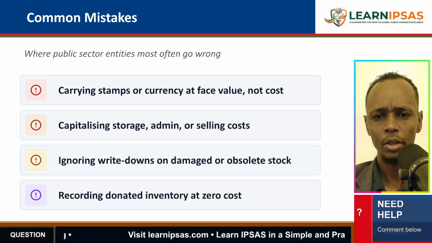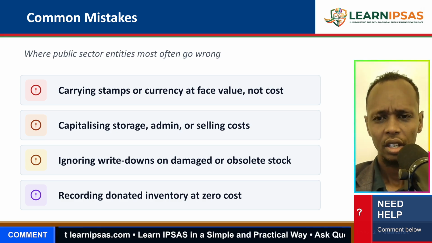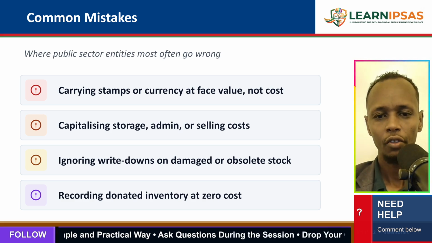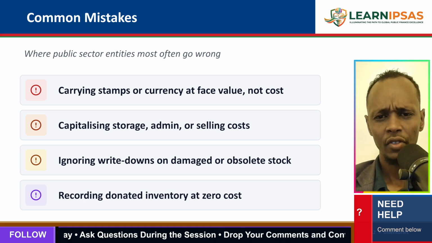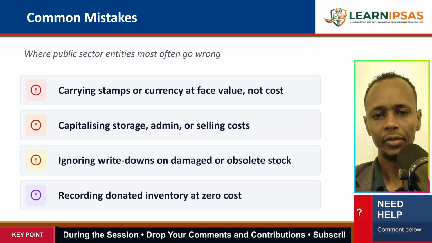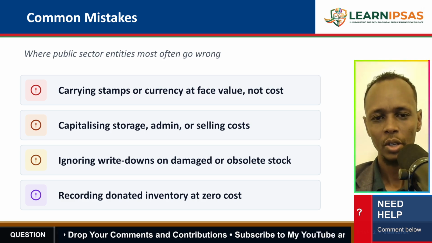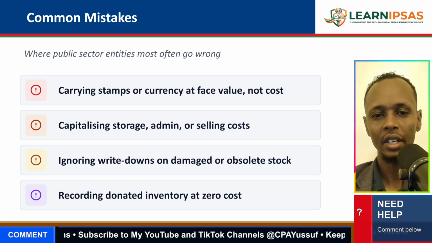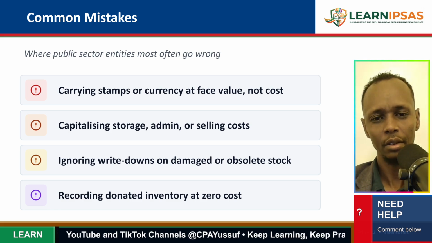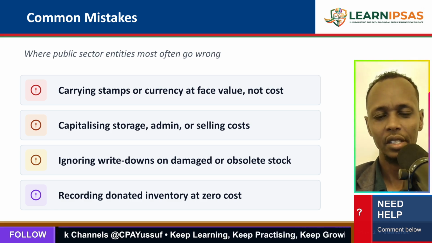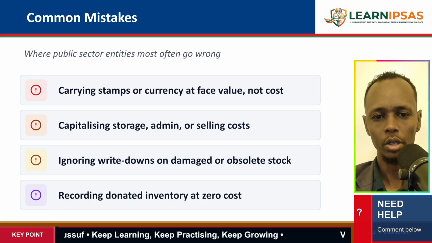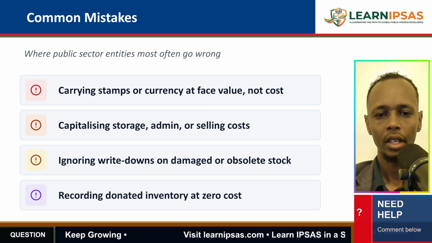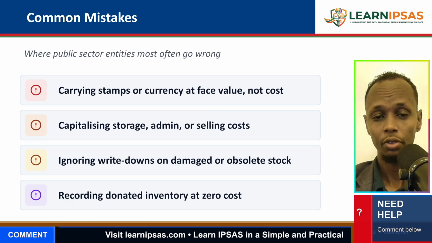Capitalizing storage, admin or selling cost. Sometimes you capitalize storage. Storage should never be capitalized except in instances where it is part of production. For example, you start with milk and you are converting it to yogurt. As it awaits conversion to yogurt, that storage is accepted to be capitalized. Otherwise, when the item is ready to sell in the market, any storage cost won't form part of what you capitalize.